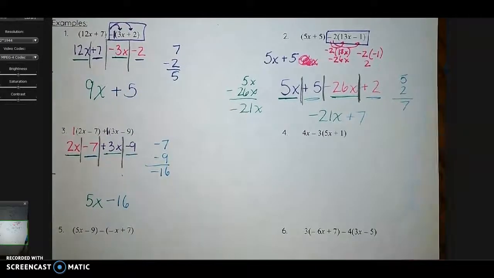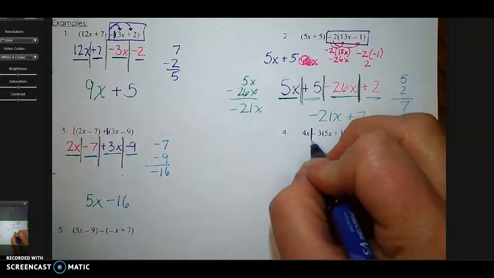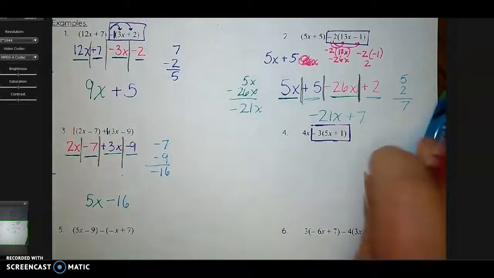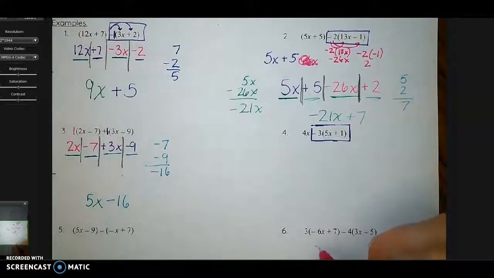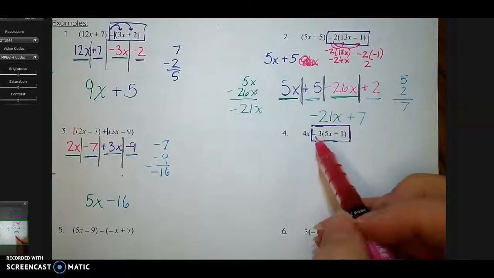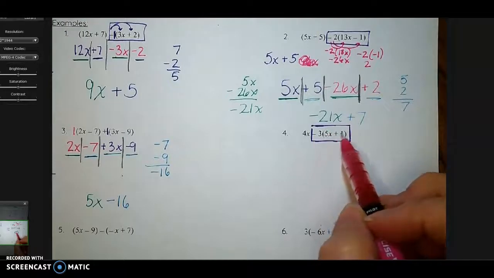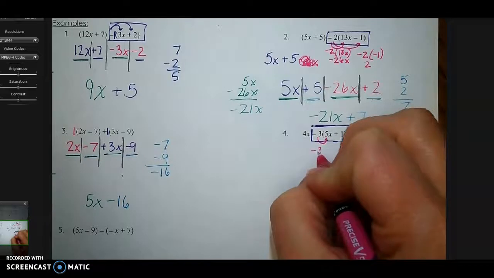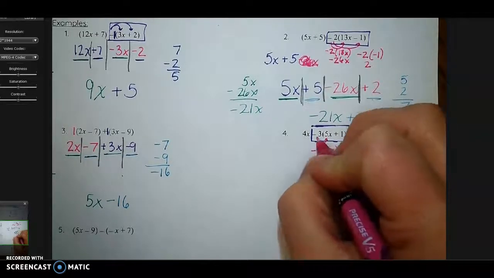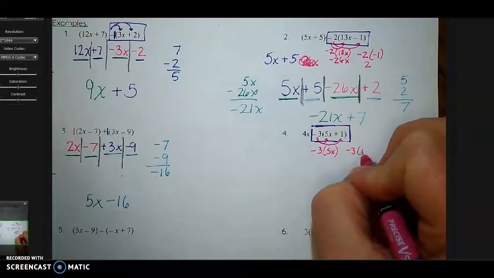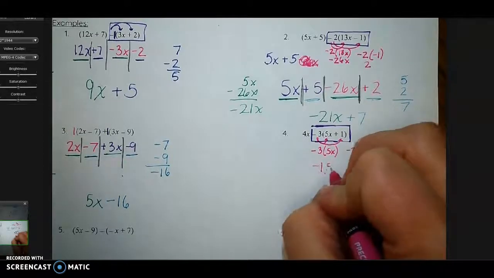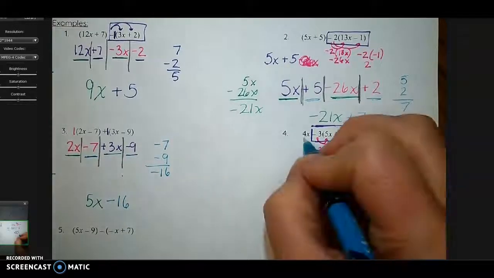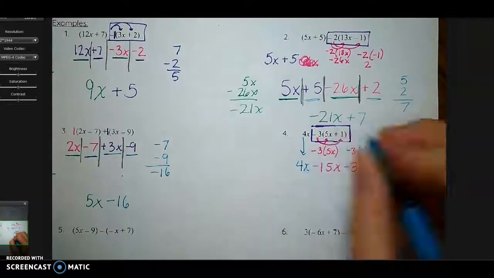With our next one, I'm going to be distributing a negative 3, and I'm going to box that in to remind myself that I need to take care of that first. There's the distributive property. I cannot do 4x minus 3. Couldn't do that anyway, but I noticed that the 3 is right next to the parenthesis there, so it means I'm going to need to distribute it. So I'm going to do negative 3 times 5x, and then I'm going to do negative 3 times 1. I get negative 15x minus 3, and then I cannot forget to bring my 4x down.